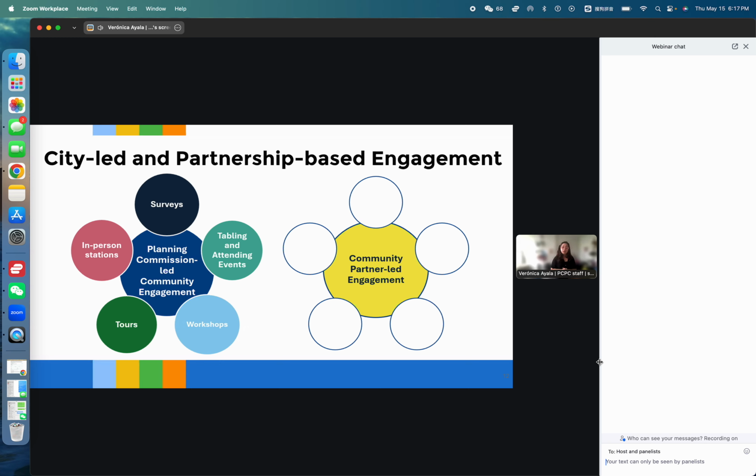And we'll also be doing neighborhood tours. We've heard from our steering committee, this is a way to really get to know what's happening on the ground. And so we'll also employ this as a strategy. And finally, we'll have workshops as well.